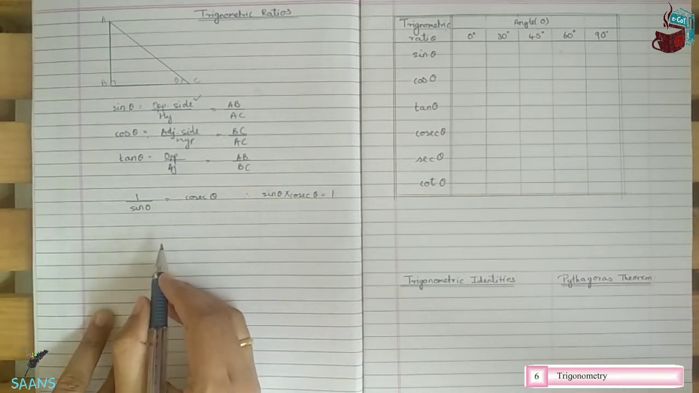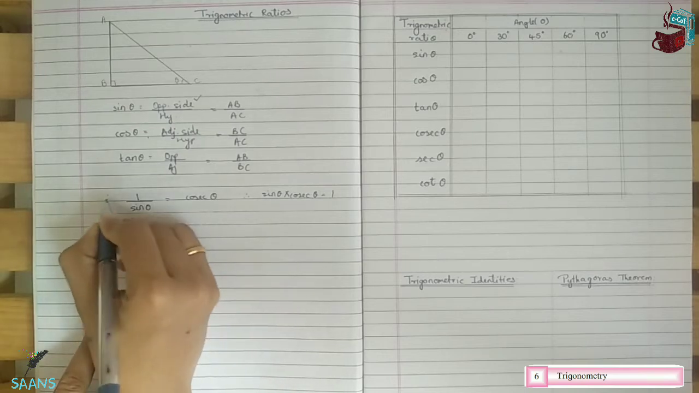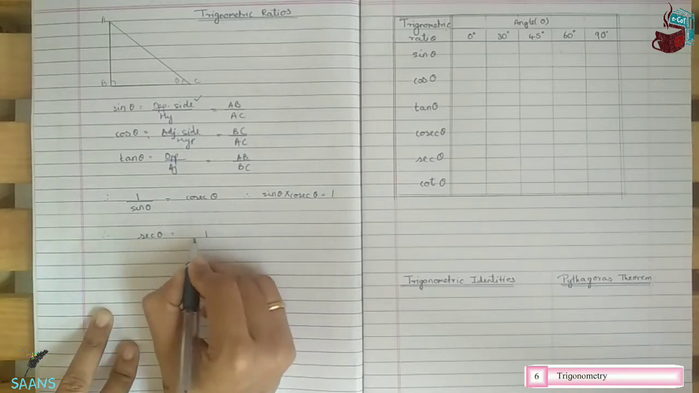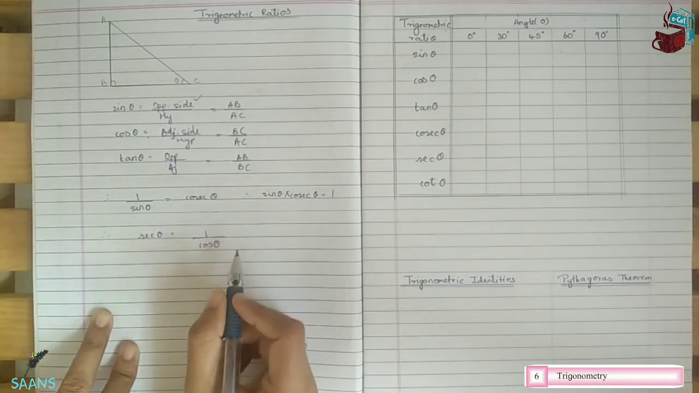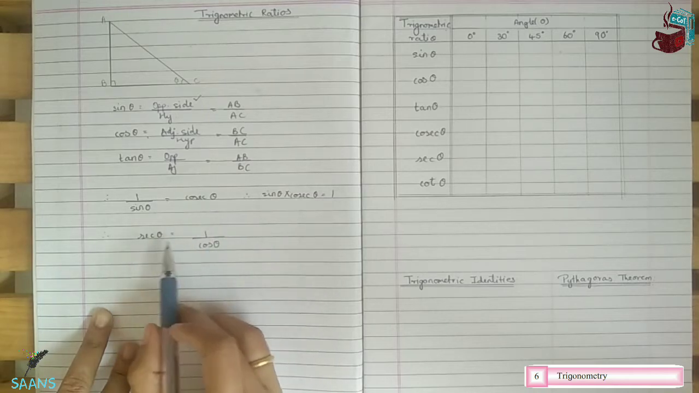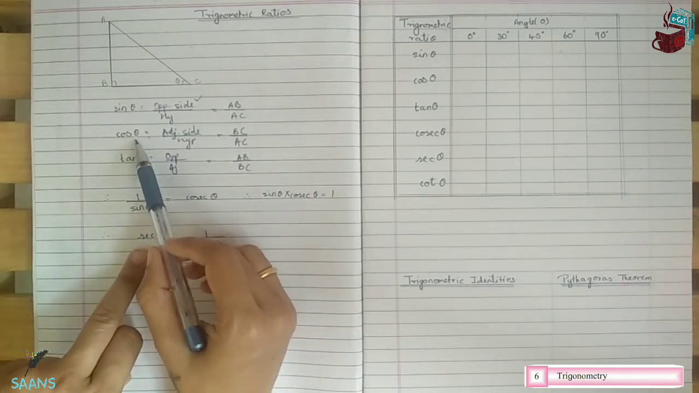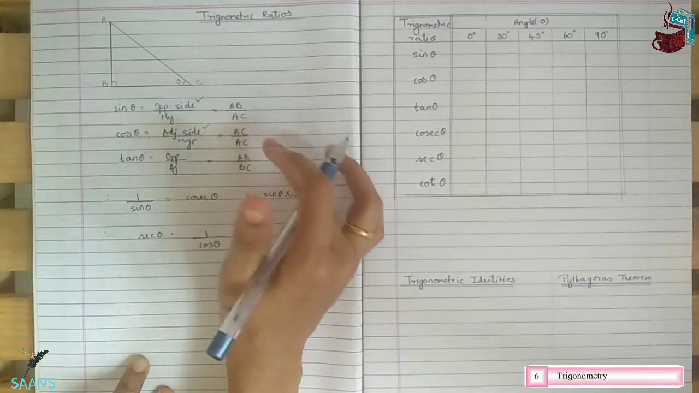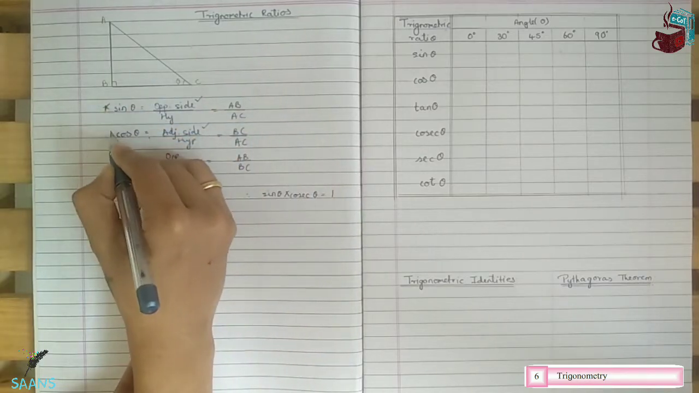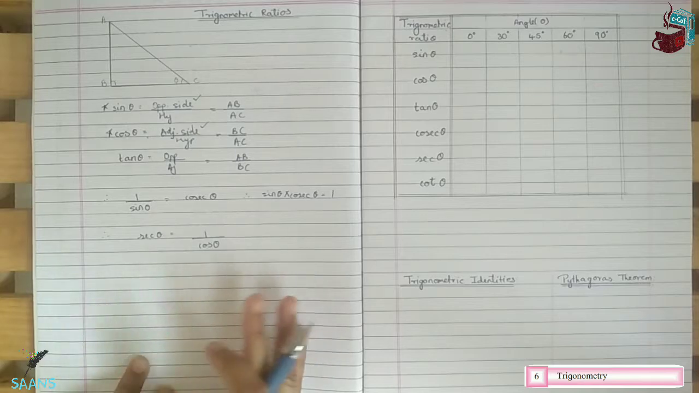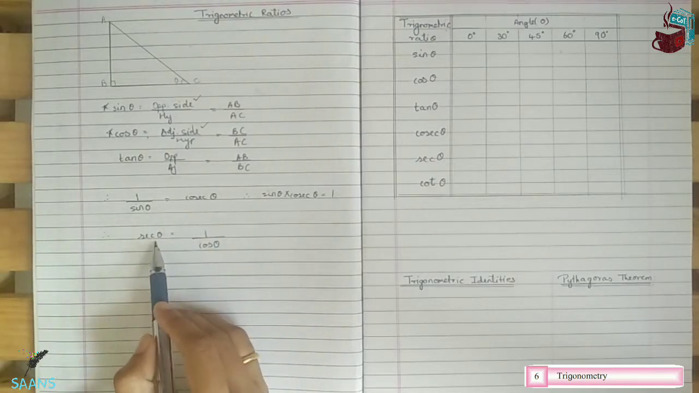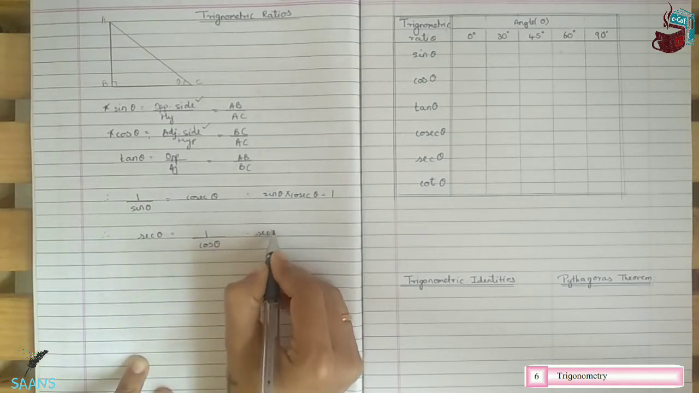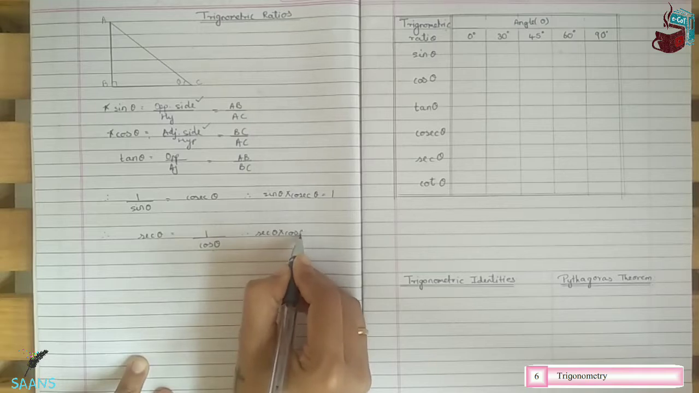So cosec theta is the reciprocal of sine theta. Then sec theta is the reciprocal of cos theta. So remember, if you want to find sec theta, just take the reciprocal of cos theta, that is hypotenuse upon adjacent. Only these two formulas you need to remember actually. With the help of that, the rest of the trigonometric ratios will be possible for you to find out. We can also write it as sec theta into cos theta is equal to 1.